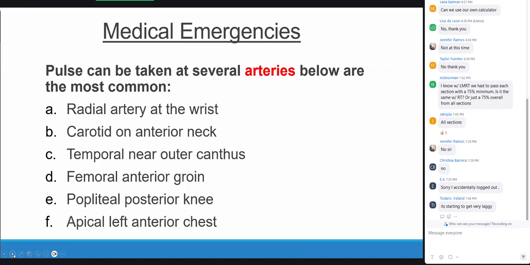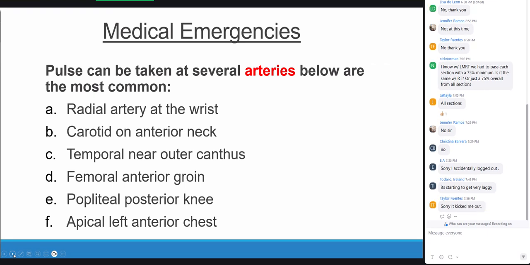Aside from the three that we talked about earlier, the radial, the carotid, the brachial, which isn't listed here, surprisingly, we can also take the pulse at the temporal artery, the femoral artery, the popliteal artery, and the apical left anterior chest.